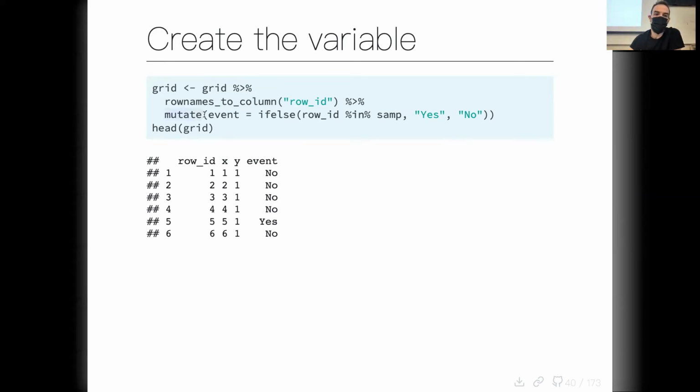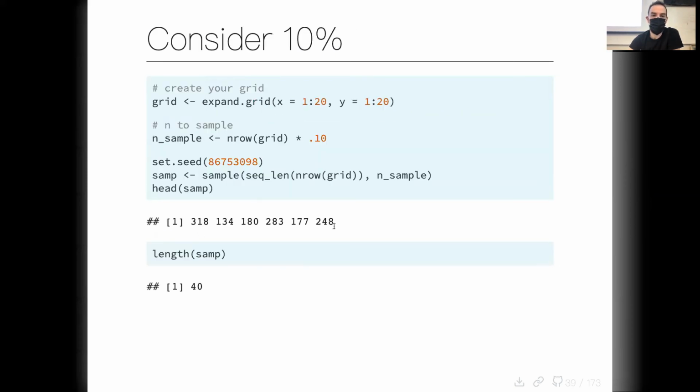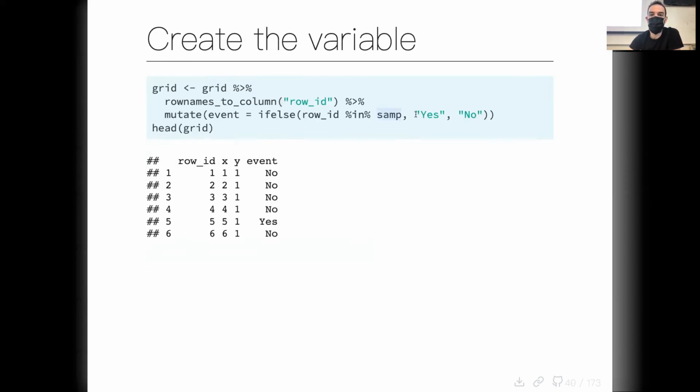Now I'm going to create a variable through mutate, and I'm going to call it event. I'm saying if else, if row ID, if this number is in my samp, this thing back here, then make it yes. Otherwise, make it no. And so then when I look at my grid here, you can see with event, it says no, no, no, no, yes. So 5 was one of the numbers that I sampled previously. So I get a yes there.